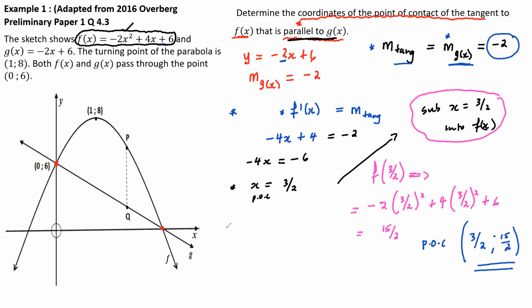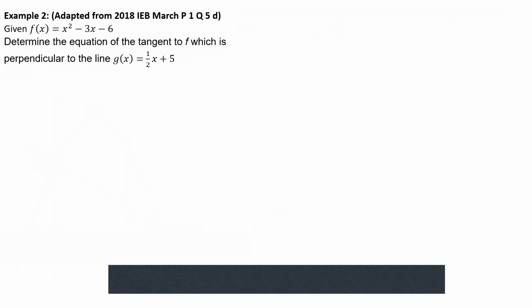Here's a very interesting question. I'm going to take this out now. This is adapted from 2018 IEB March paper 1, question 5D. All right, here we go. Given f of x is x squared minus 3x minus 6, determine the equation of the tangent to f, which is perpendicular to the line g of x is half x plus 5.